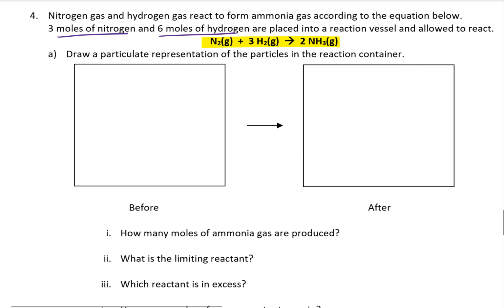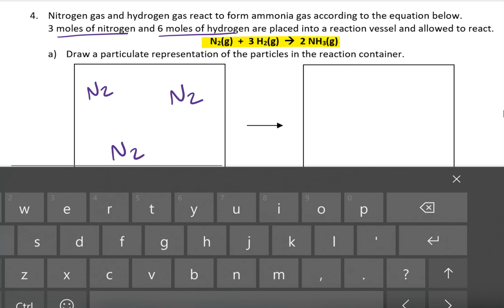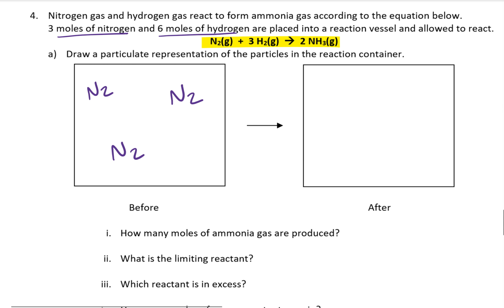And we're first going to solve this using pictures, or what we call particle diagrams. You're going to place 3 moles of nitrogen, remember it's diatomic, and 6 moles of hydrogen gas into this container. So 6 copies of H2.